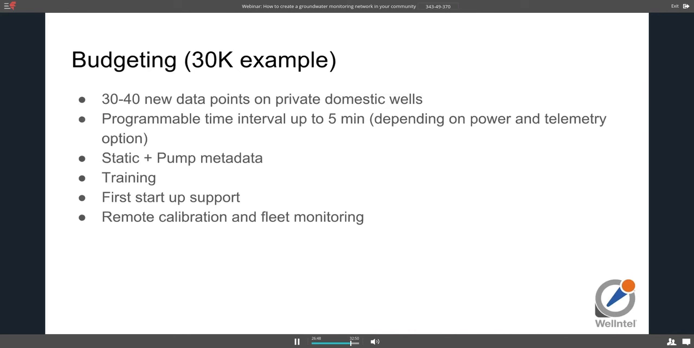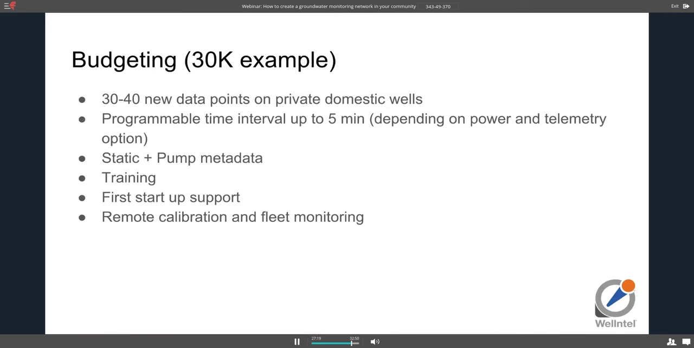deployed using the Wellntel community monitoring approach might net 30 to 40 new locations on private domestic wells. Think about that. From 2 to 40 is a giant leap up in terms of data richness, density, and scale. But additionally, instead of thinking about this just in terms of the regional scale, let's think about it temporally as well.